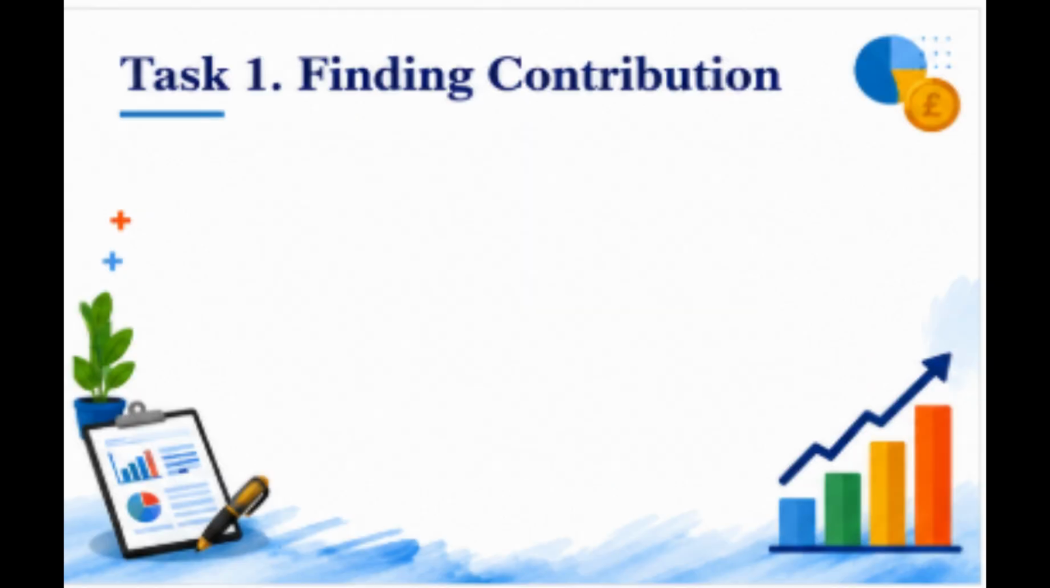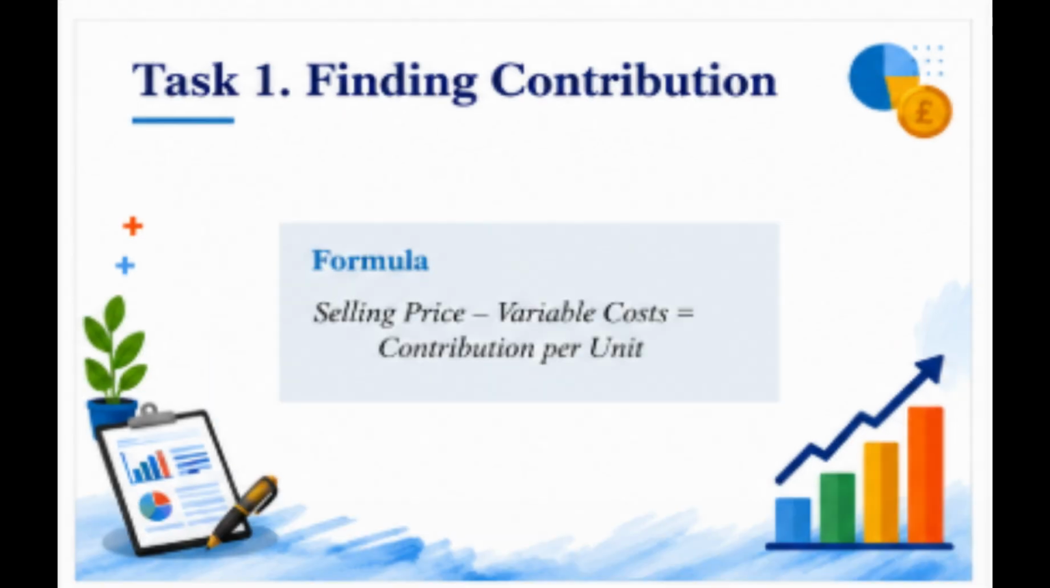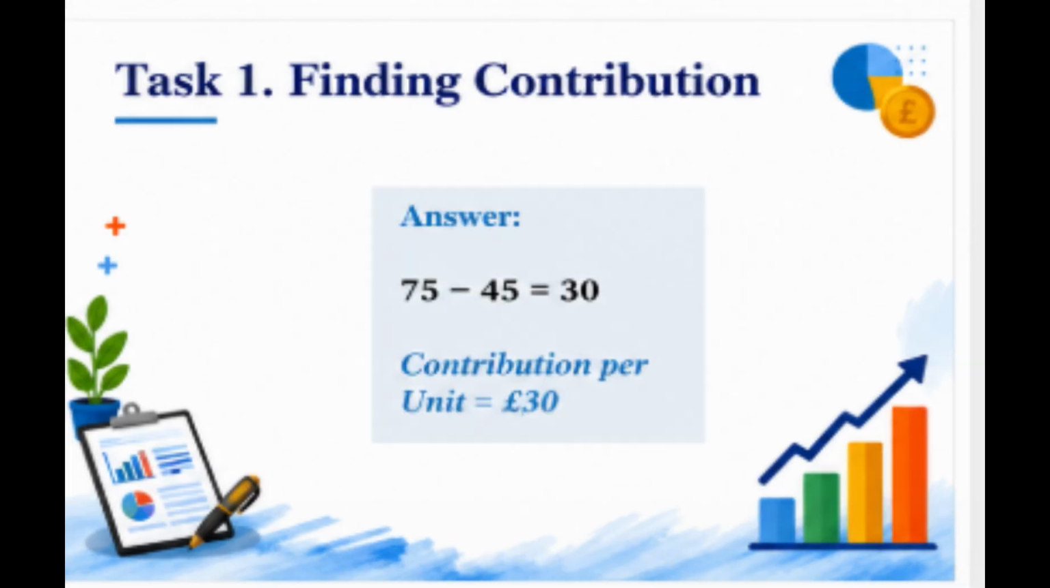The first step is to calculate the contribution per unit. To do this, we need to calculate the total variable cost per unit. Direct materials are £16, direct labor is £13. Variable production overheads are £9. Variable selling overheads are £7. Adding these costs together gives a total variable cost of £45 per unit. Contribution is calculated by subtracting variable costs from the selling price. £75 minus £45 gives a contribution of £30 per unit.